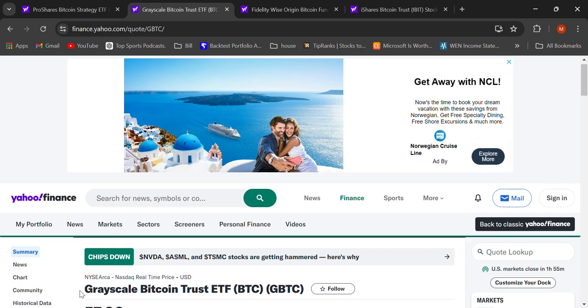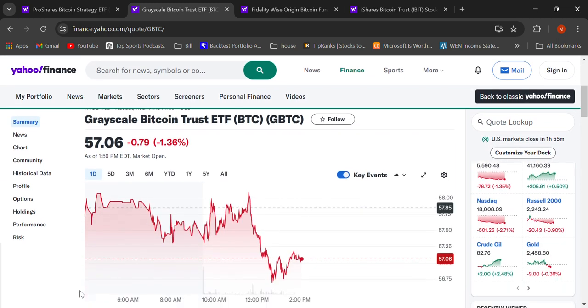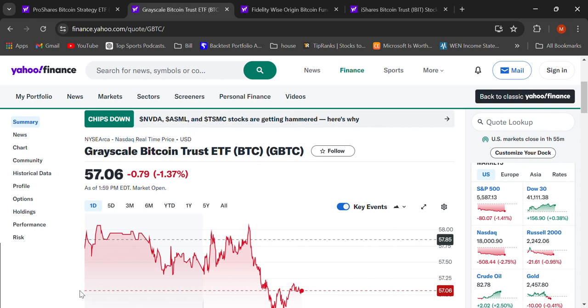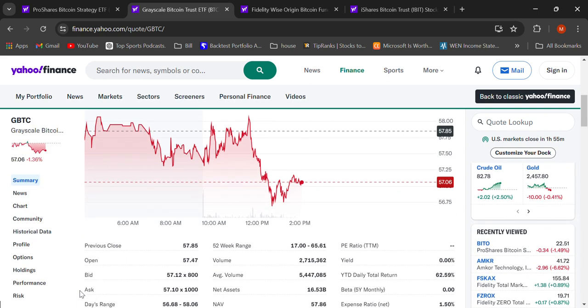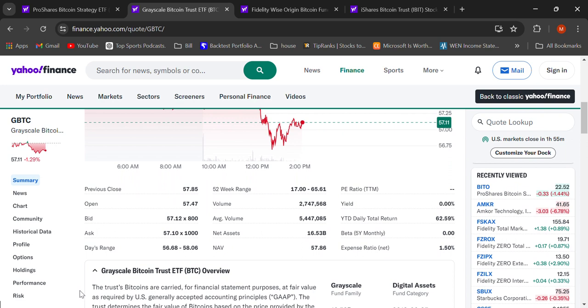Next, we're going to go with the classic. I have owned this one personally a few different times in my life, but this is the Grayscale Bitcoin Trust ETF. It's called GBTC. So this has $16.53 billion in assets under management, meaning that they own $16.53 billion of Bitcoin. The expense ratio on this is stupidly high.